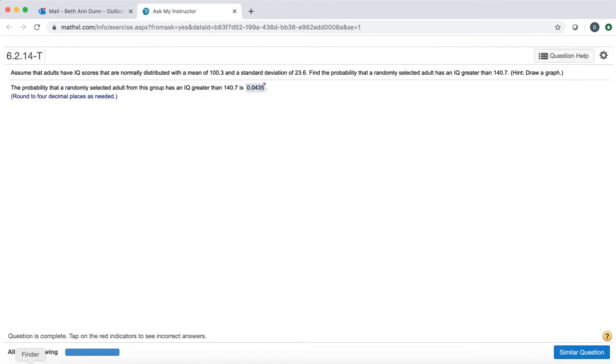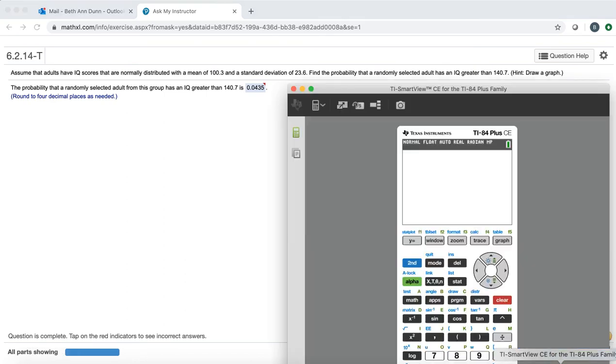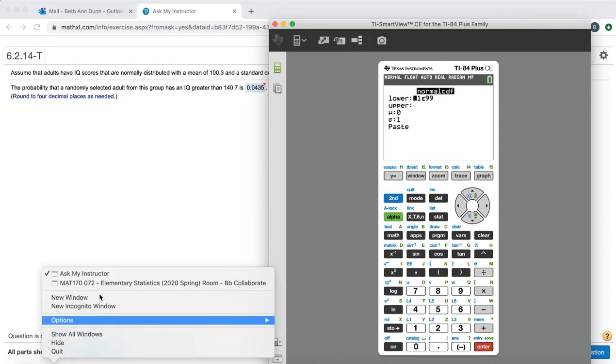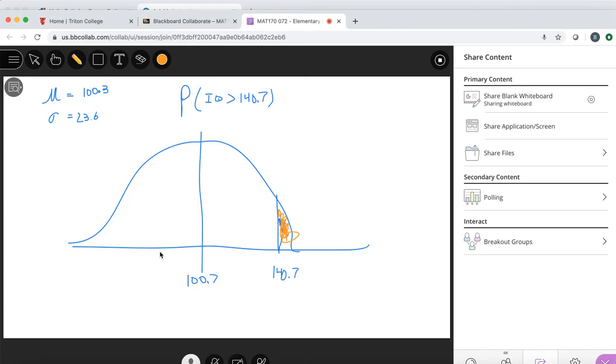So what we're going to do is we're going to do this on our calculator. So what you need in your calculator, let me move this up, is you need the normal CDF function. It's going to ask you for the lower limit. So if you remember when we drew our curve, let me go back to that. I'm going to switch between these, so bear with me. But if you go back to that picture, the lower number is this 140.7.